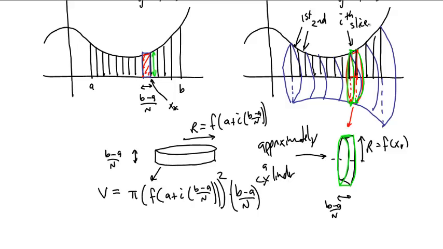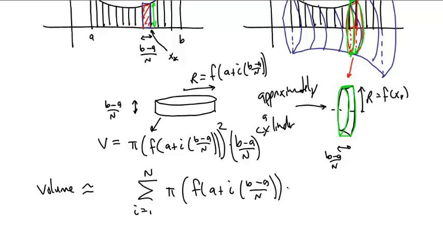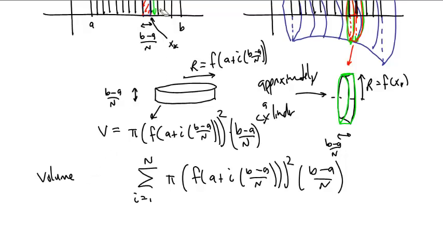And what we want to do is add them all up, so that the volume is approximately what you get when you add up all these slices. It's approximately the sum i equals 1 up to n of all these volumes: pi f of a plus i b minus a over n, squared, times b minus a over n. It's approximately what you get when you add up all of those. But if you don't want to be approximate, if you want to say equals, you just do this: the limit as n goes to infinity.